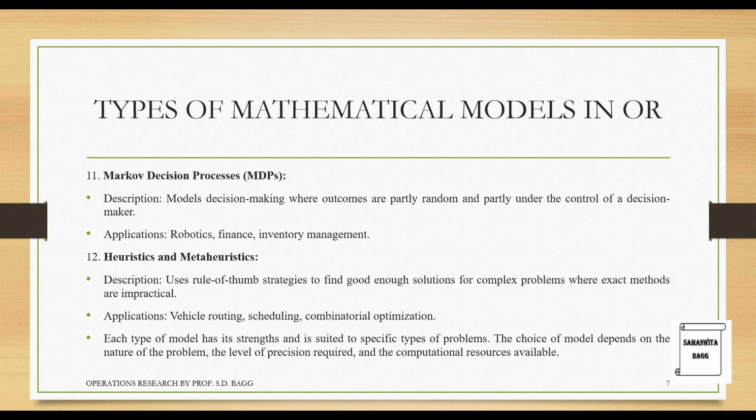Markov decision processes, MDPs, model decision making where outcomes are partly random and partly under the control of a decision maker. Applications: robotics, finance, inventory management. Heuristics and meta-heuristics use rule-of-thumb strategies to find good enough solutions for complex problems where exact methods are impractical. Applications: vehicle routing, scheduling, combinatorial optimization. So we will discuss heuristics and meta-heuristics, where we go for scheduling and vehicle routing problems.